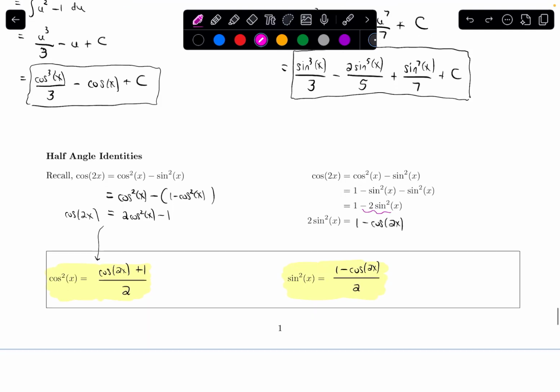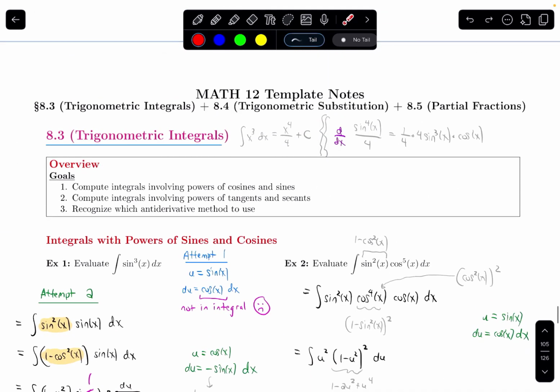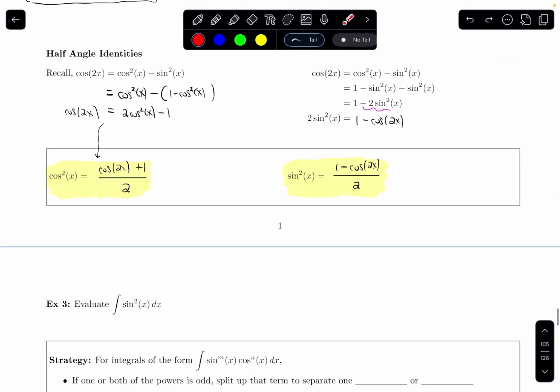Let's do an example. What if I want to do the integral of sine squared of x? Just like we saw at the beginning, I can't just do that reverse power rule. I can't just add 1 and say, okay, I'm going to have sine to the third over 3. The derivative won't work out to this because I would have to do chain rule. So let's try using these half-angle identities.